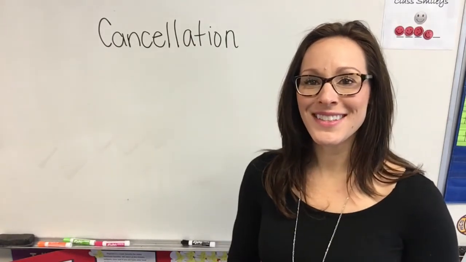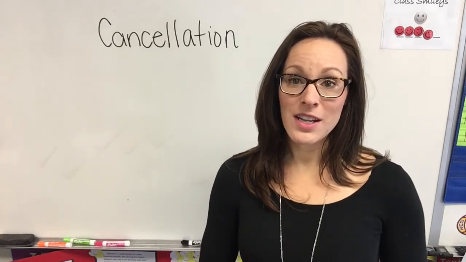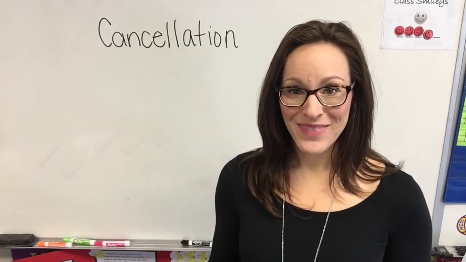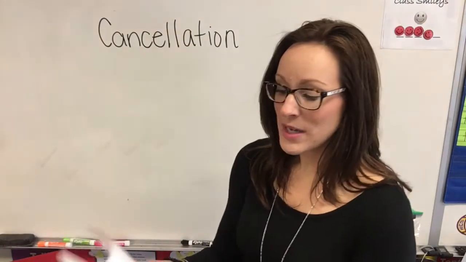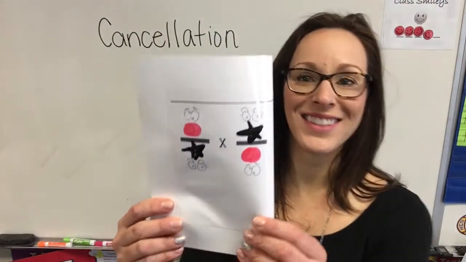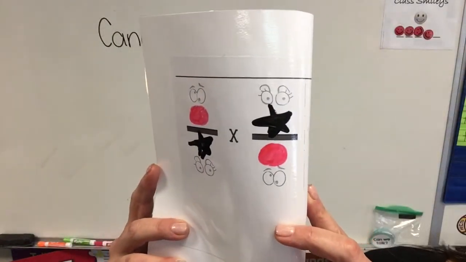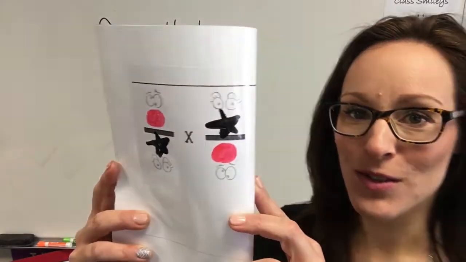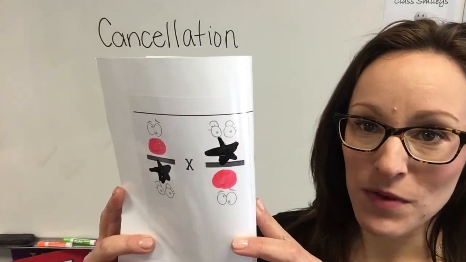But when you use cancellation, you can actually simplify a fraction or a set of fractions before you even multiply them. I'm going to show you what this looks like and why we do it. So basically, you take a set of fractions, and I have a little example here. You can see that my example shows cross eyes, and the reason that it shows that is because we often use the term cross cancel when we're talking about canceling with fractions.